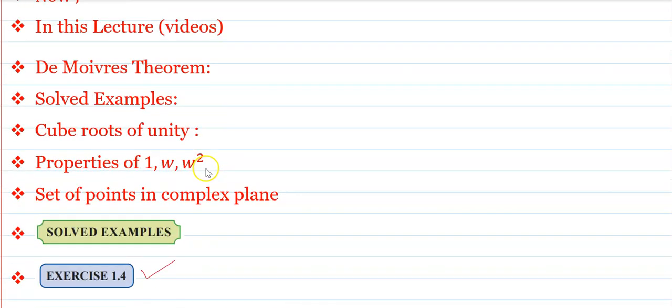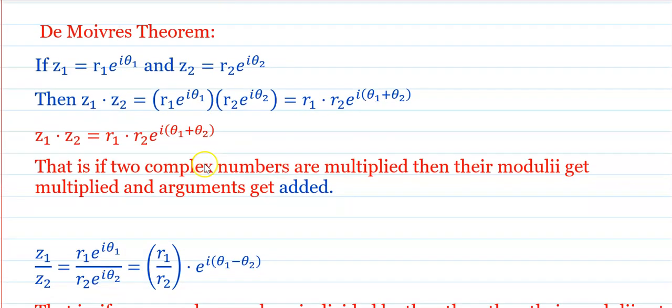Okay, now let us start De Moivre's theorem. If Z1 is equal to R1 e raised to i theta 1 and Z2 is equal to R2 e raised to i theta 2, then Z1 into Z2 is equal to R1 e raised to i theta 1 into R2 e raised to i theta 2. Their product is R1 into R2 e raised to i theta 1 into e raised to i theta 2.